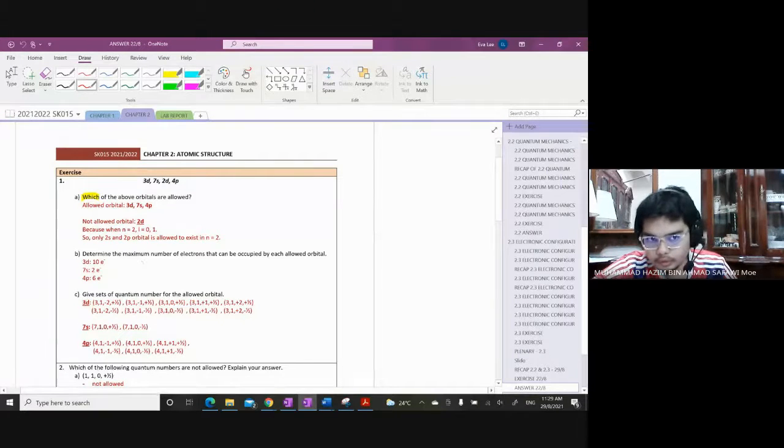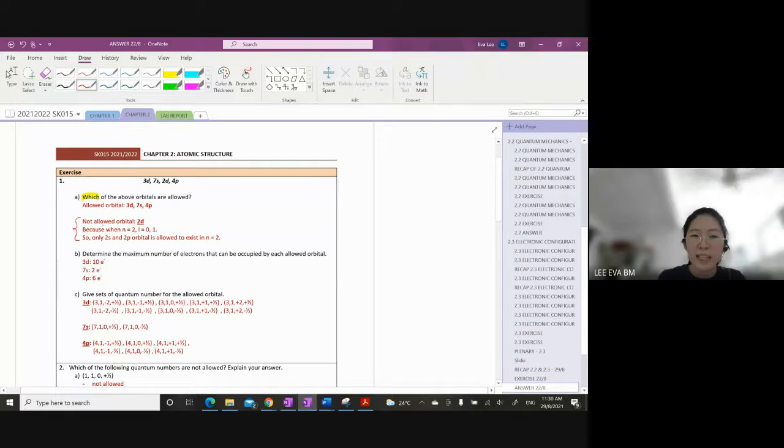Tadi for the first question, number 1A, we're supposed to write which orbital is allowed, isn't it? Yes. So do we have to mention why we haven't chosen 2D? Yes, we have to. Alright. Yes. Okay, so support lah. Ada majority, bukan beberapa ramai yang tulis allowed saja. You have to include why 2D is not allowed. Alright. So the answer also you can access from the my link.